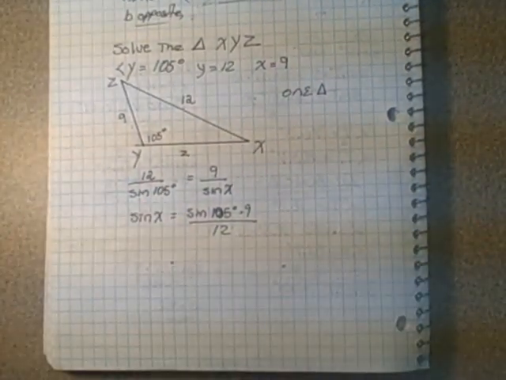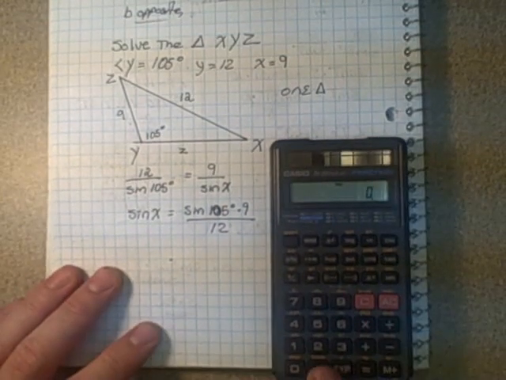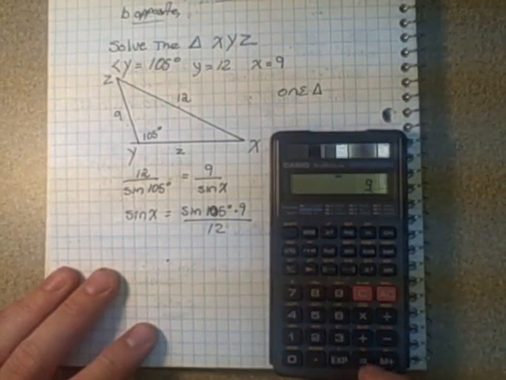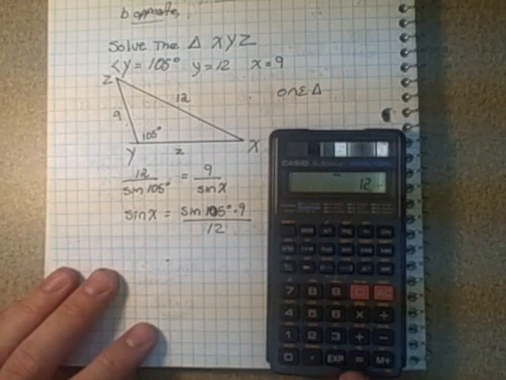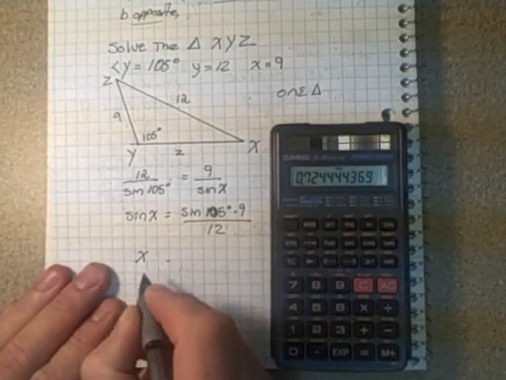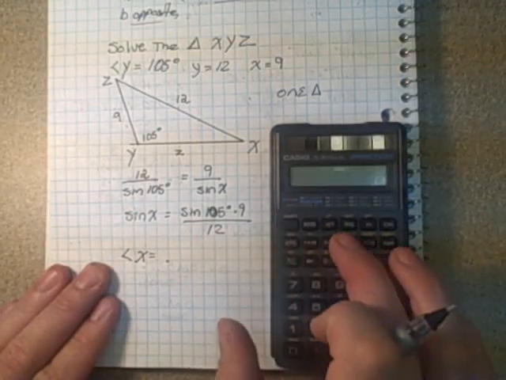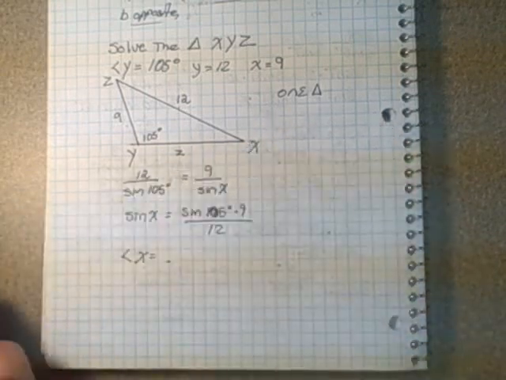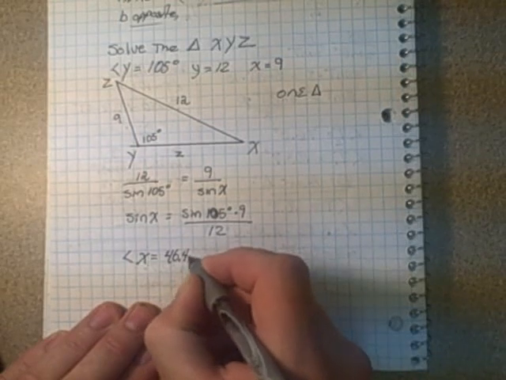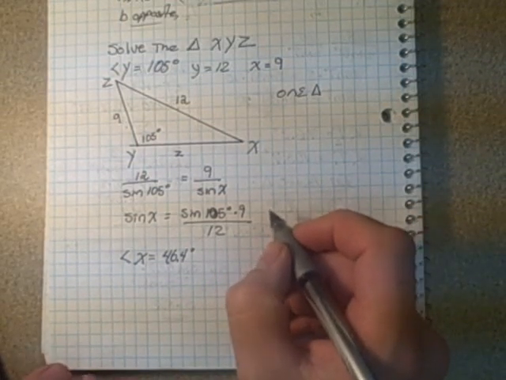Okay, so let's plug that into our calculator, making sure our calculator's in degrees. 105 sine times 9 divided by 12 gives us a decimal number, so take the inverse sine of that. Angle x then is going to be equal to 46.4 degrees. So we know that angle x is that.